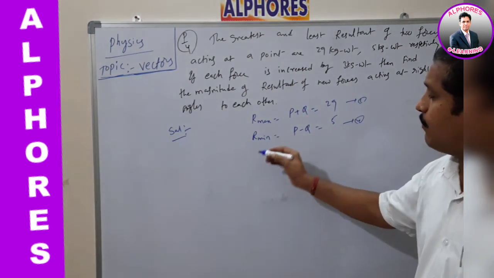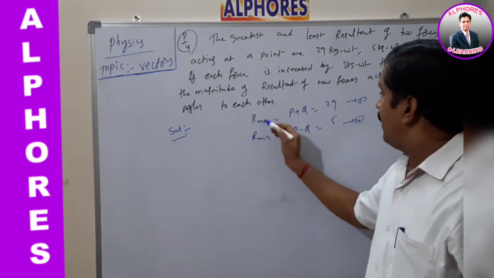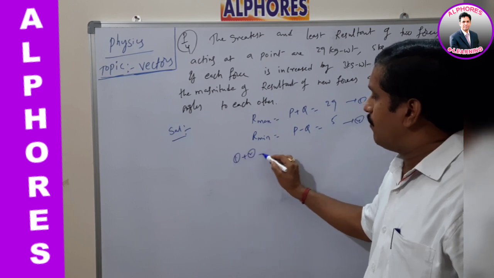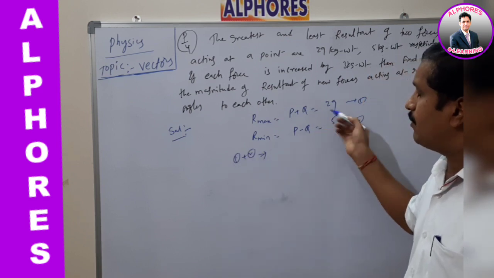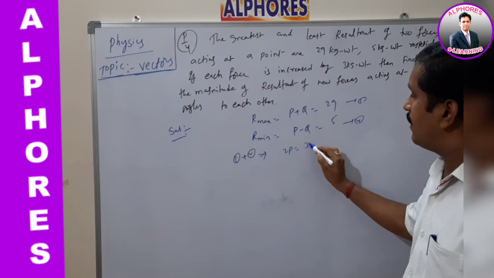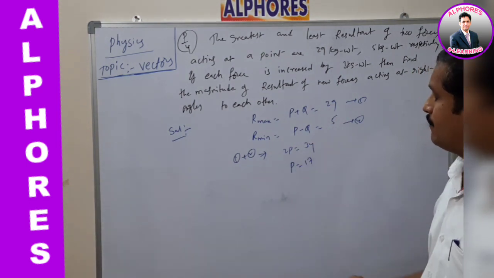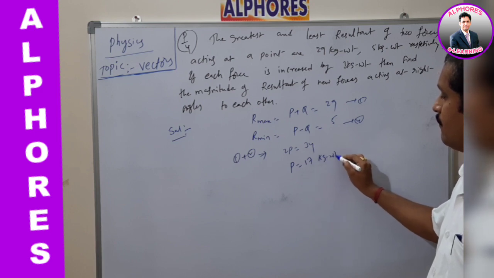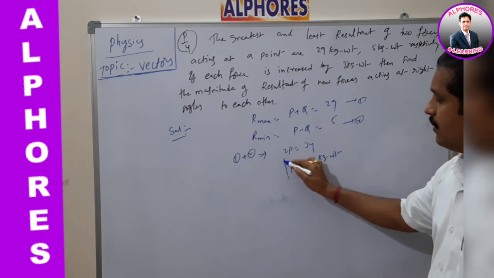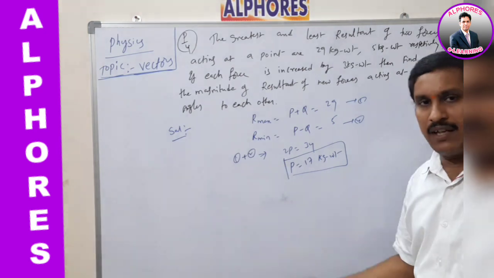Let us say from the two equations, 1 plus 2. By taking 1 plus 2, how much is it? Plus Q minus Q, both will cancel together. 2P is equal to how much? 29 plus 5, 34. P is equal to how much? 17 kg weight. Okay, this is the P value I am getting from the given condition.